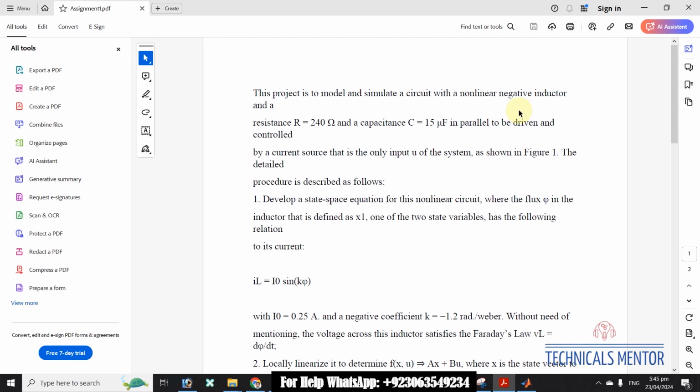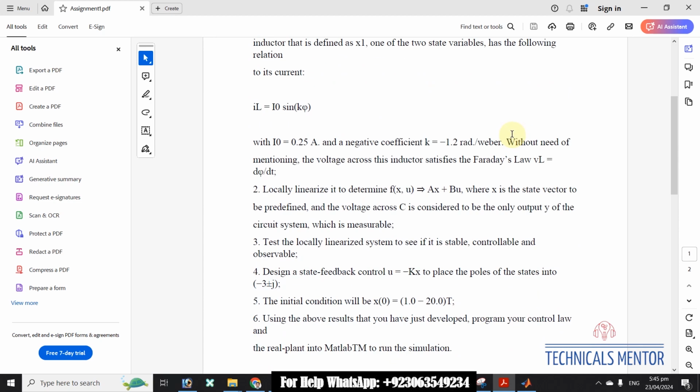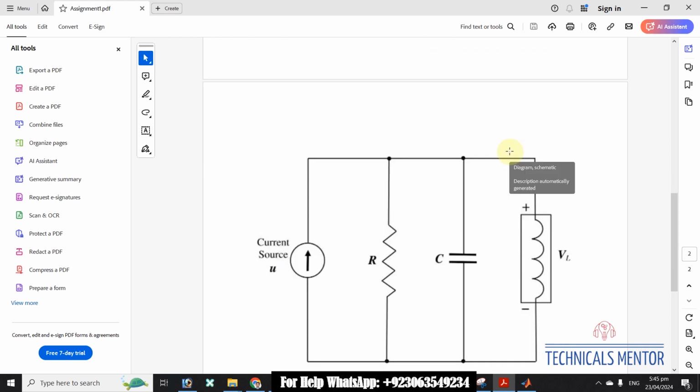Today we are going to dig into an exciting project where we model, simulate and control a nonlinear RLC circuit with MATLAB. Let's break down each step of the project and understand the MATLAB code involved.